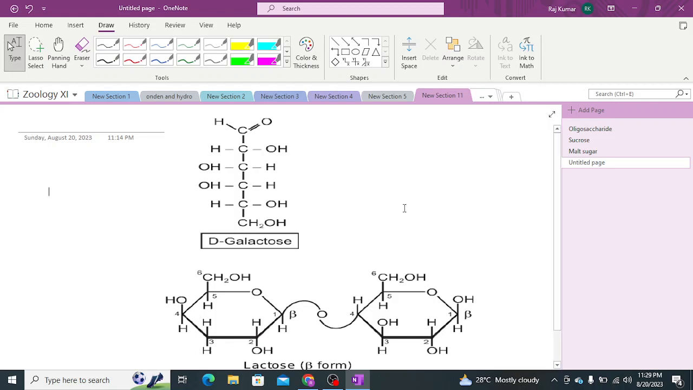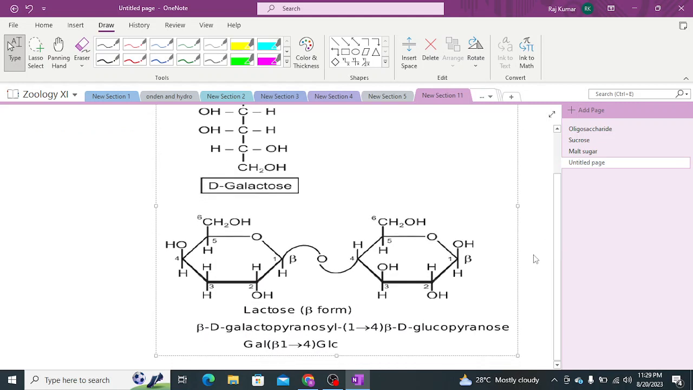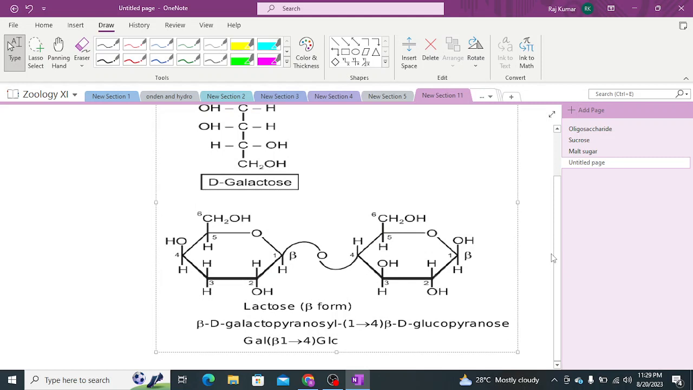So here, beta D galactose and beta D glucose are combined together by a linkage, which is collectively known as beta D galactopyranosyl 1 to 4 beta D glucopyranosyl linkage. This name is a bit long, but we don't need to memorize it. We just need to go through the concept of what this linkage indicates.